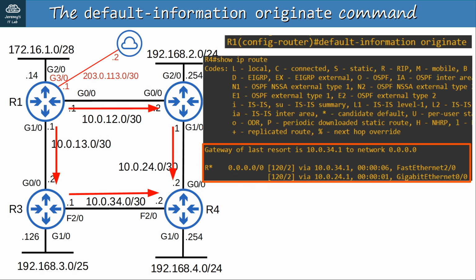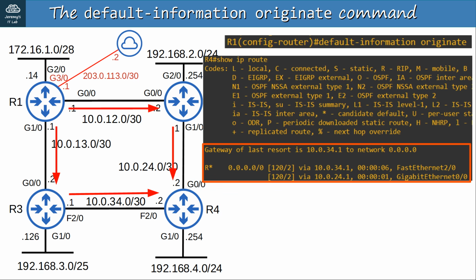Notice it says gateway of last resort is 10.0.34.1 to network 0.0.0.0. However, below that you can see two routes, one via F2/0 to R3 and one via G0/0 to R2. Only one is actually stated up top as being the gateway of last resort, but because both of these routes have the same hop count, R4 will load balance traffic over the two routes. I'm repeating myself, but RIP treats all connections equally, as one hop. So even though the connection via R3 is a slower, Fast Ethernet connection, RIP considers it equal to the faster Gigabit Ethernet connection via R2.